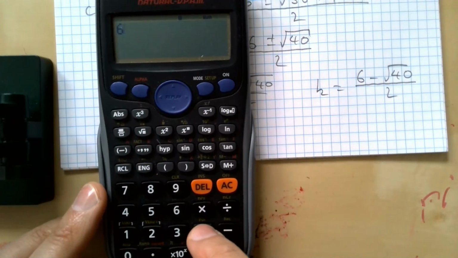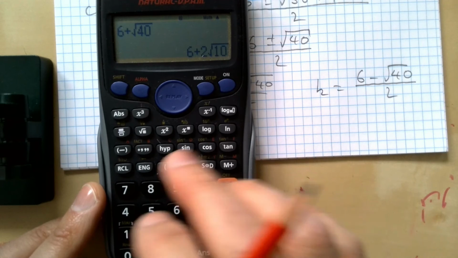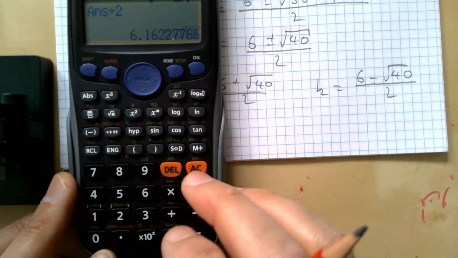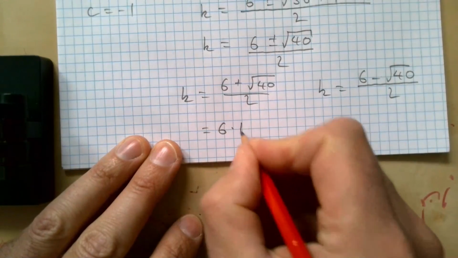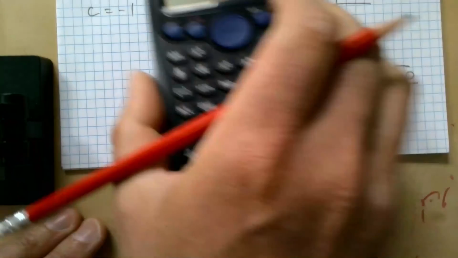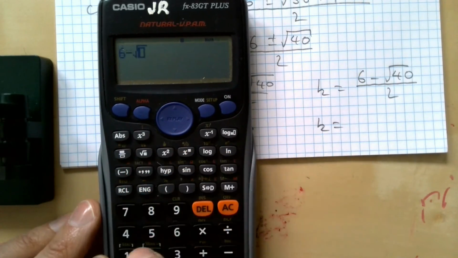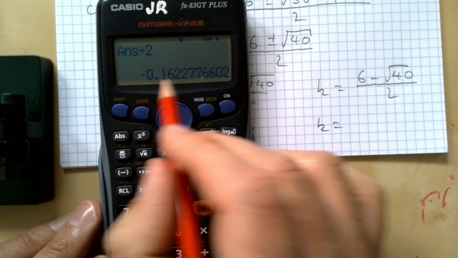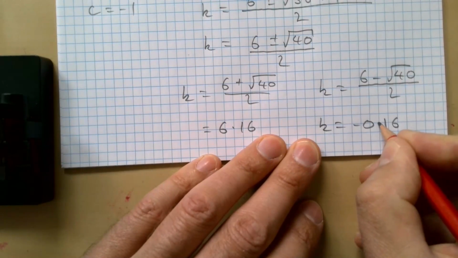So 6 plus the square root of 40 equals, and then I'm going to divide that by 2 equals, and yeah, sure enough, it's 6.16. That's to 2 decimal places. Then 6 take away the square root of 40. I'm sure you guys are better with the calculator than me. I'm going to hit equals there, and I can divide my answer then by 2. And it's minus 0.16. And those are my two solutions then.